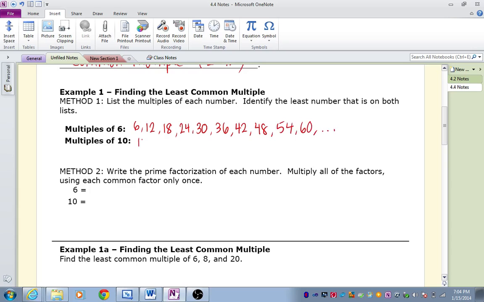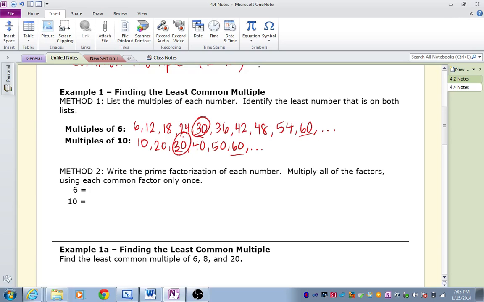My multiples of 10 are 10, 20, 30, 40, 50, 60, and so on. And then if we compare our two lists, we see there's a 30 in both, and there's a 60 in both. So 30 and 60 are both common multiples. Now the one that's the smallest is 30. So our least common multiple of 6 and 10 is 30.